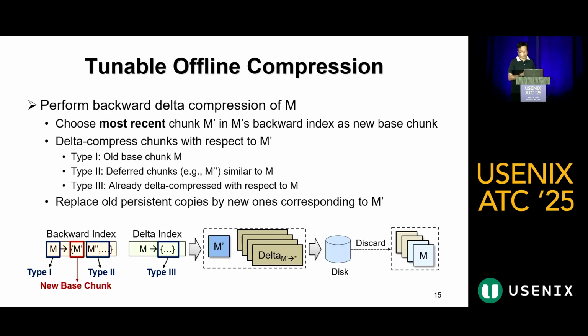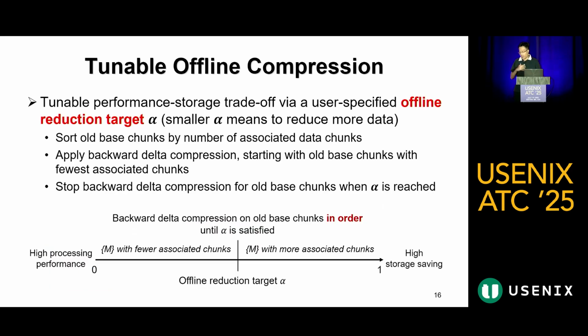So the point is there will be a lot of persistent copies that need to be replaced when we choose a new base chunk. This is how we introduce a high overhead, and we want to use a tunable approach to reduce this overhead. The idea of this tunable approach is you don't have to compress everything. Maybe it's okay to allow some storage overhead, then you can trade between performance and storage.